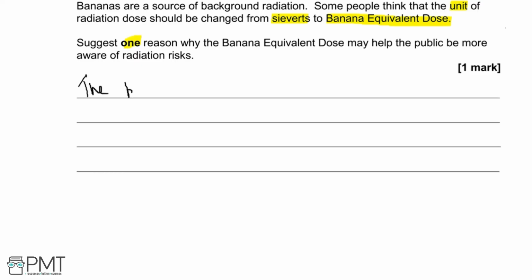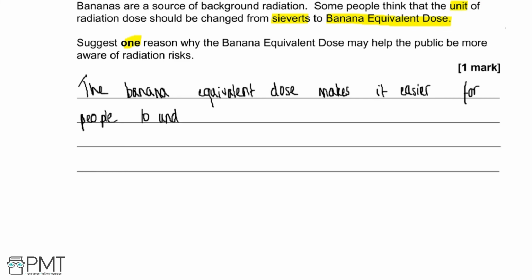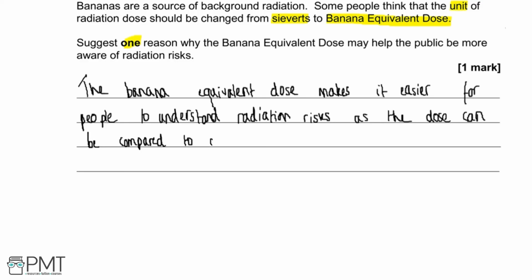And what we need to get at here is that the banana equivalent dose is much more relatable for people. It's a lot more simple to understand a radiation dose in terms of a banana, which is understandable and in everyday life, in comparison to sieverts, which a lot of people wouldn't understand in context. So it's easier to compare the banana equivalent dose to something that people are aware of in everyday life, whereas sieverts is more difficult for people to understand.